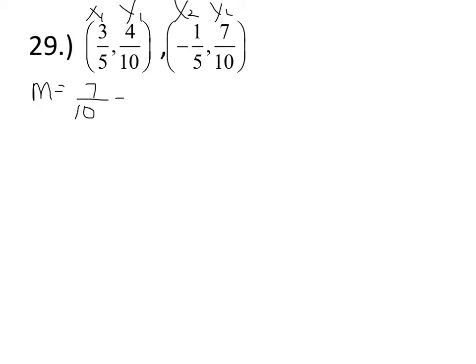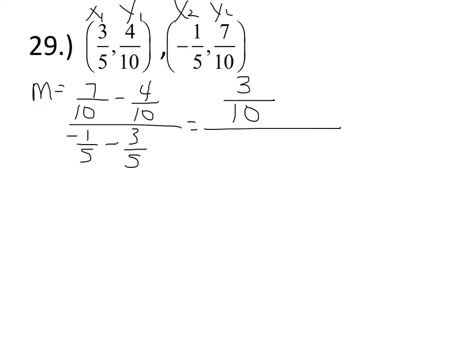7/10 minus 4/10 over negative 1/5 minus 3/5. Okay? So when you subtract fractions, remember you keep a common denominator. So we're going to have over 10. 7 minus 4 is equal to 3. So it's 3/10 over. Keep your common denominator down here. So you have negative 1 minus 3. Negative 1 minus 3 is negative 4. So you have 3/10 over negative 4/5.